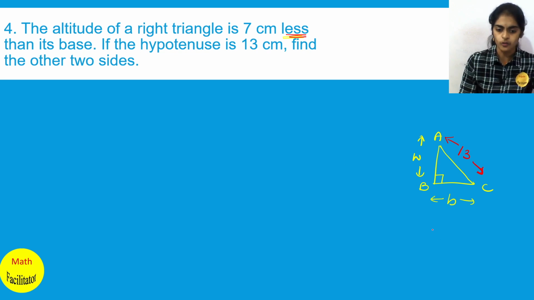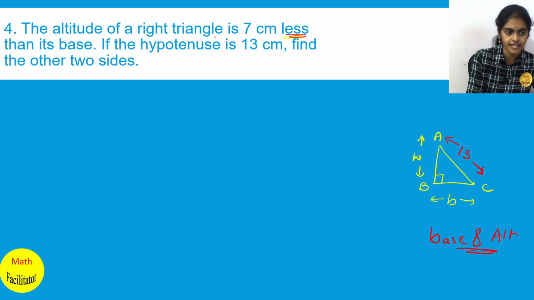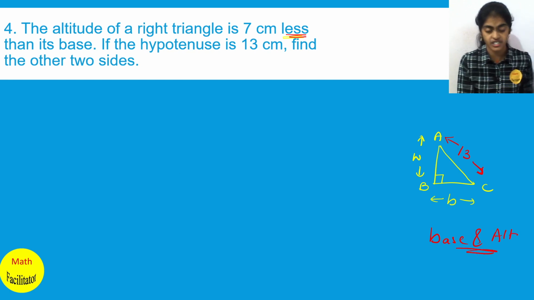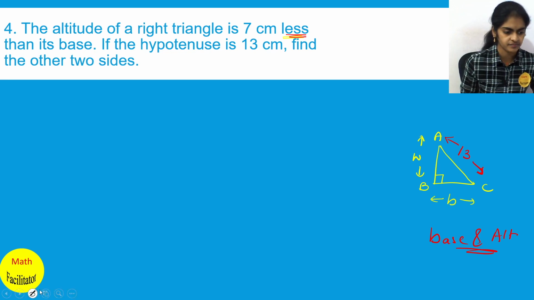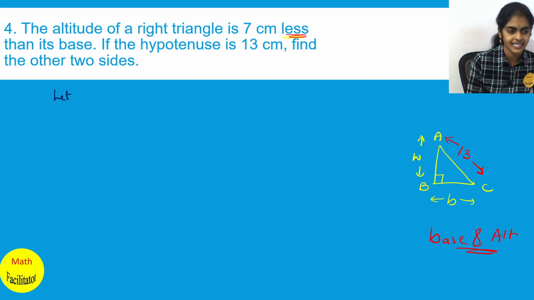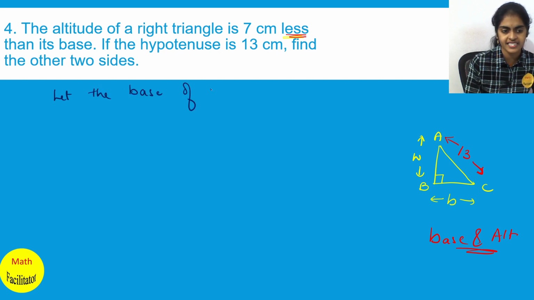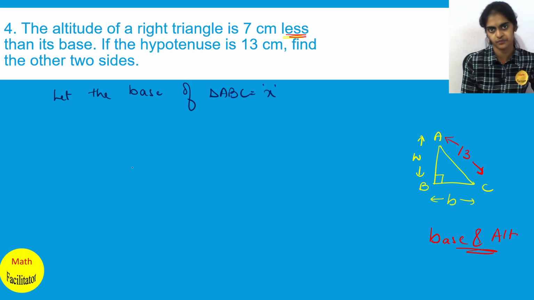Now, as I told you, this base and altitude are compared to each other. So let us take the base of this right angle triangle ABC as x units. Base I am taking as x units.